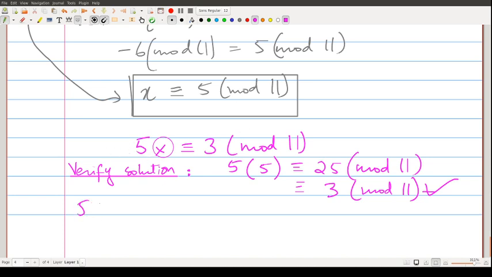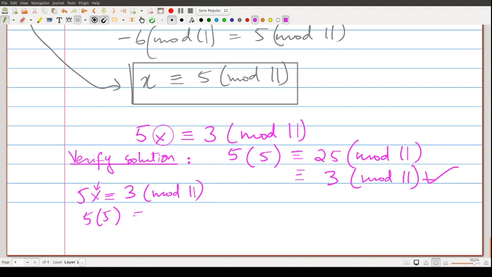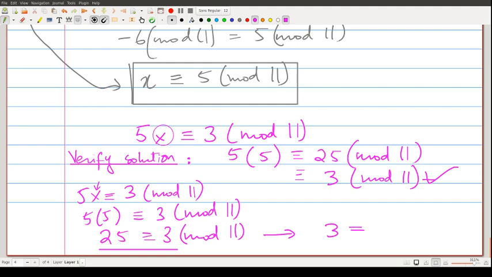This was your equation: 5x congruent to 3 mod 11. All I'm doing is plugging my solution into the left hand side and seeing if it is true or not. So 5 times 5 is congruent to 3 mod 11, which is 25 congruent to 3 mod 11. You can check whether 25 and 3 are in the same class, and they are. That is, the remainder of 25 when divided by 11 is 3. So both sides are actually saying 3 is congruent to 3 mod 11.